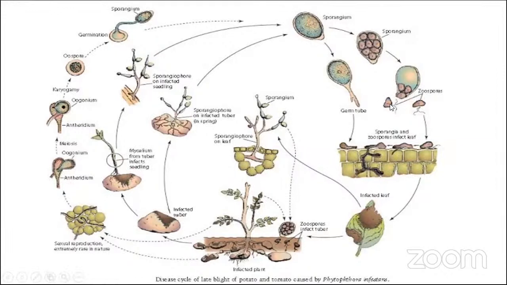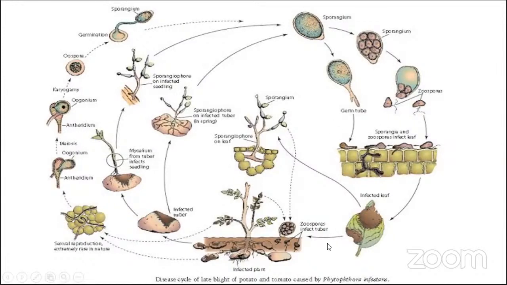Zoospores are the motile spores which are present in the sporangium. The sporangium bursts and the zoospores get released, and these zoospores get transmitted to the wet leaf area where they can germinate and start the infection. So this one is the infected leaf. Again, from this infected leaf the sporangia get dispersed and this cycle gets repeated.